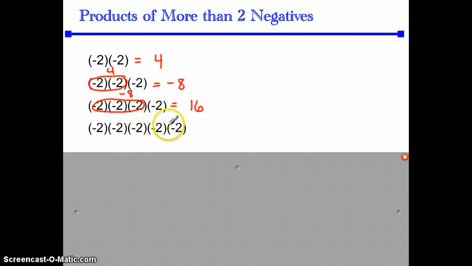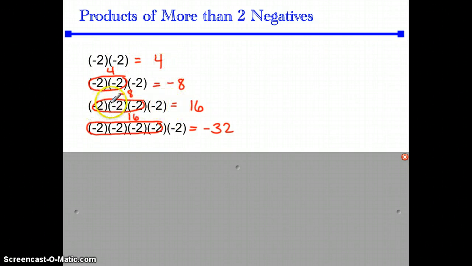If we multiply 5 negative 2's together, the first 4 are going to be positive 16, and then we multiply positive 16 times negative 2. That means we're going to get a negative answer, and it's going to be 32. So what's going on here is that basically every pair of negative 2's cancels out the negative signs. So here we have 2 negative 2's. The negative and the negative cancel each other out. So 2 negative 2's make a positive.